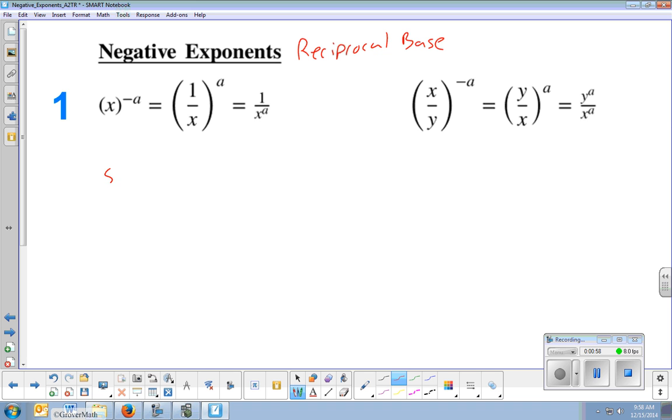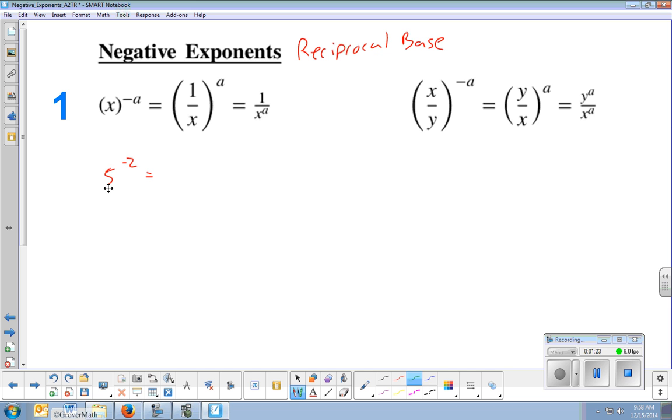So if you have something like x to the negative a, but let's give it a number. Let's say 5 to the negative 2. What you want to do is not even worry about the 2 aspect of it. When you deal with negative exponents, you have to deal with it in 2 steps. First, you deal with the negative piece, and then you deal with the 2 piece. Now this could just be typed into our calculator, but I just want to practice the properties with you a little bit. So the negative piece means reciprocal base.